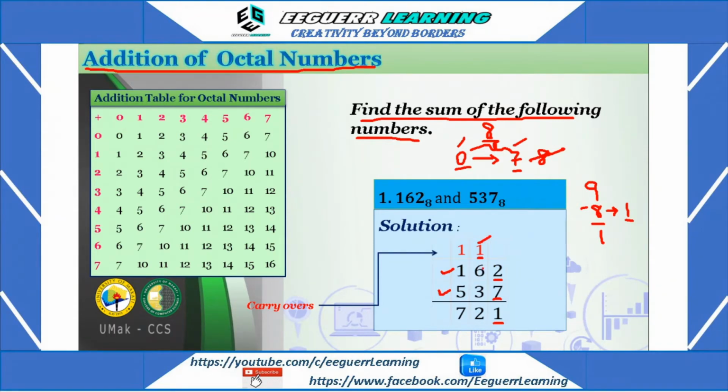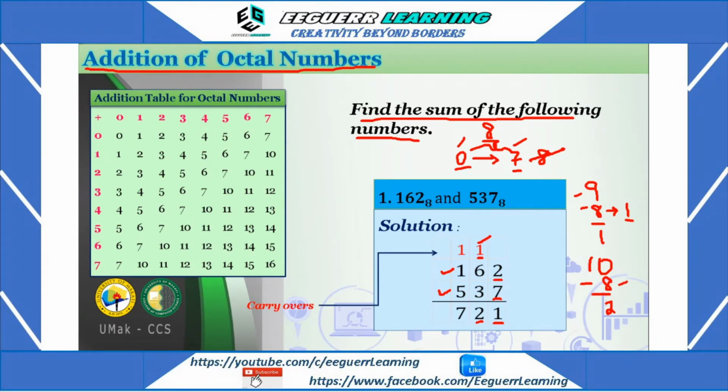So carry 1. Now let us proceed with our next addition. 1 plus 6 plus 3 will give us again 9. So 9. So same. 10. Yeah, 10. So here 1 plus 6 plus 3 is 10, minus 8, which is the complete cycle of octal, will give us 2, and we bring down 2 here.